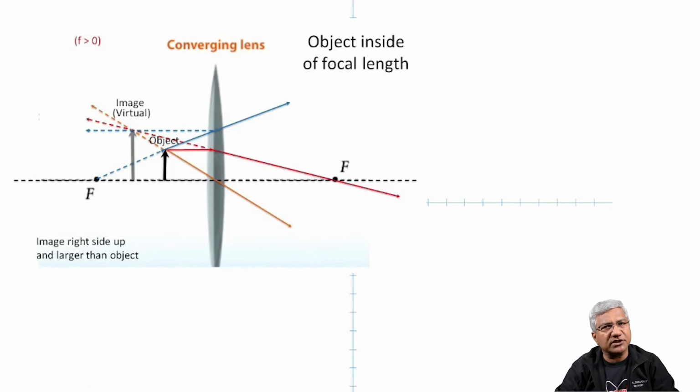Isn't the virtual image upright? Yes, I told you, all virtual images are upright. And in this case, the image is smaller than the object.